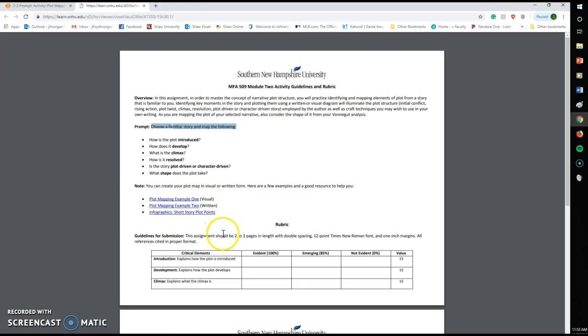Okay. Now it does say this should be 2 to 3 pages in length, with double spacing, Times New Roman. And again, it's a little tricky when you consider a visual representation. So I will take that into account.